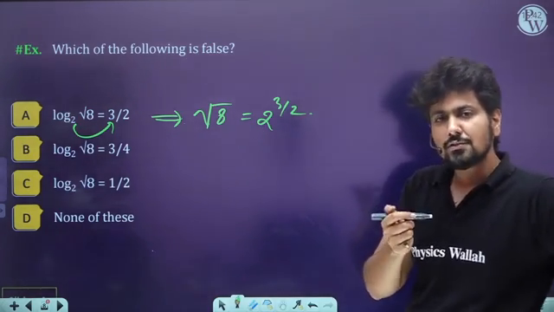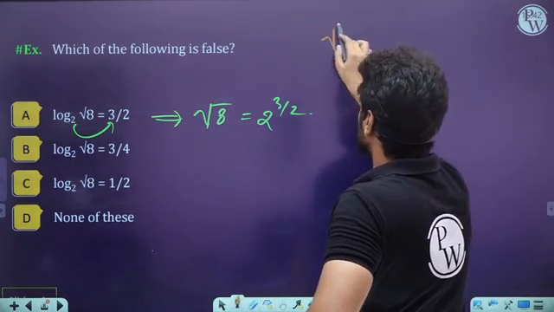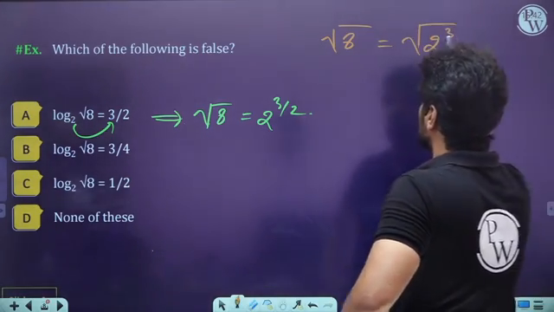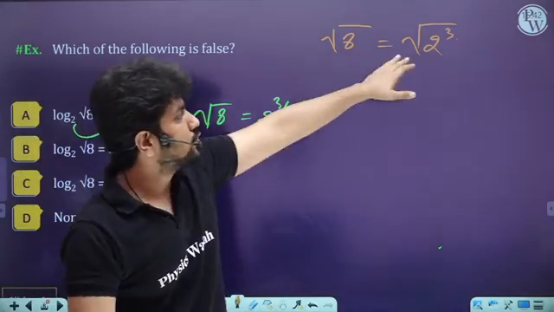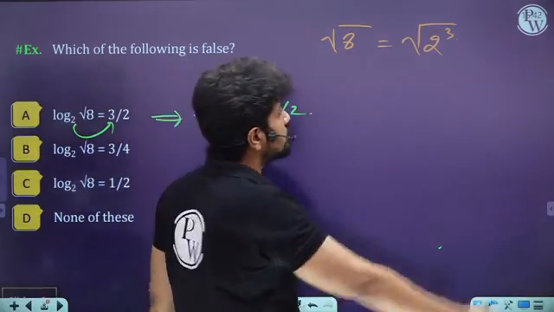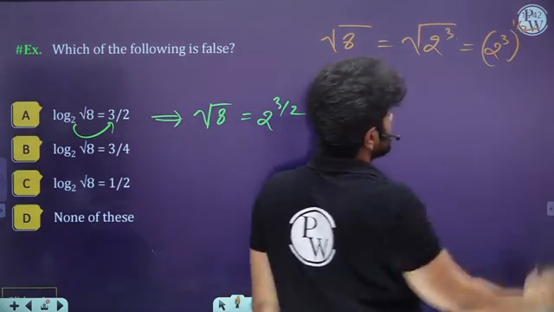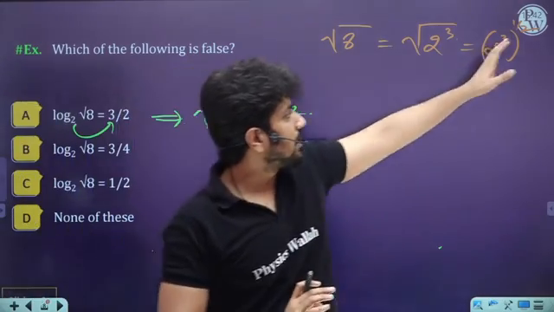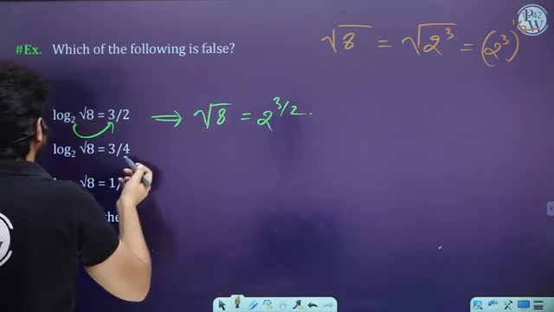It is true. Yes, it is true. Why is it true? Because what is under root 8? What is 8? 8 is 2 cube. So under root of 2 cube. Under root means power 1 by 2. So basically this is 2 cube raised to the power 1 by 2. I am going from the basics. So 2 cube raised to the power 1 by 2, basically this is 2 raised to the power 3 by 2 only. So yes, this statement is correct.